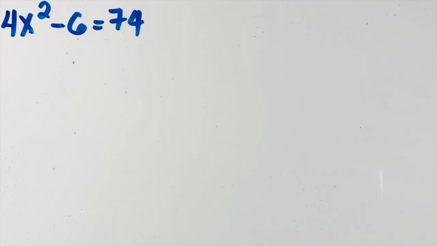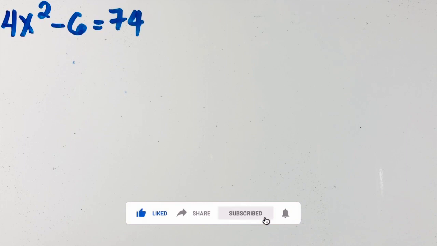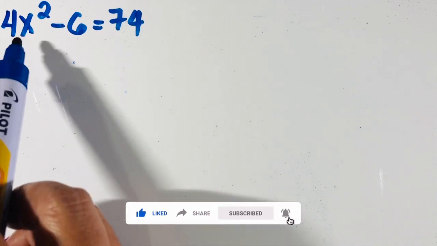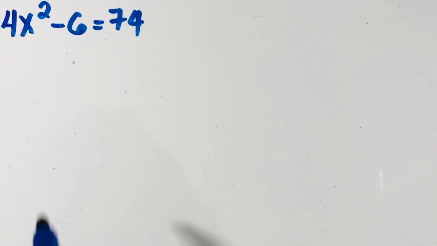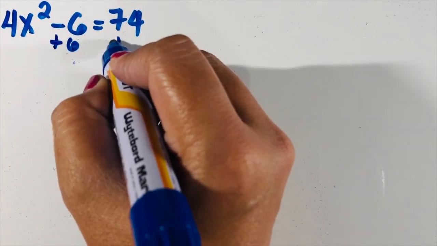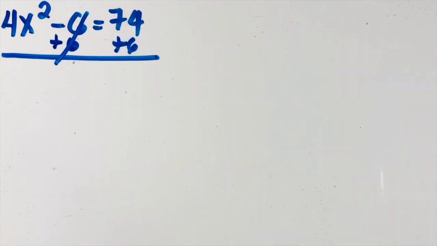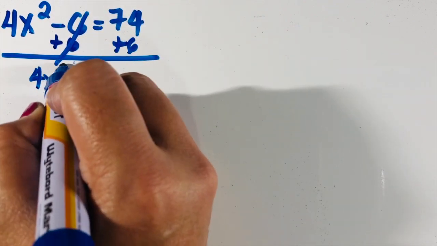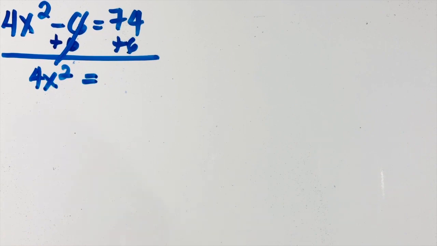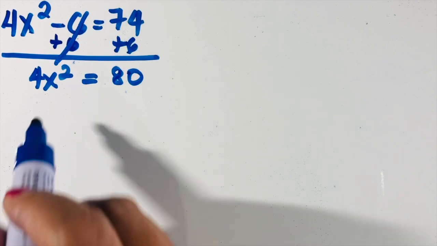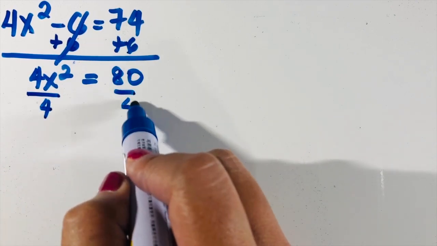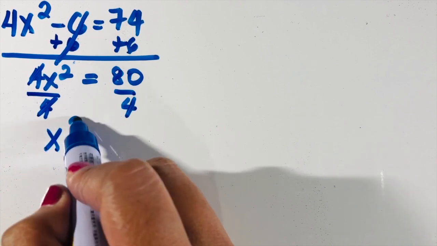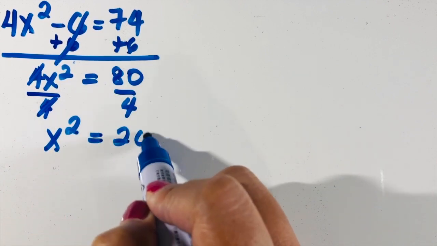Let us simplify. 4x squared minus 6 equals 74. It seems like it's difficult, but follow the steps. Number 1, isolate the squared variable on the left side. So add 6 to eliminate this. Cross that out. Bring down 4x squared equals 74 plus 6 is equal to 80. Before taking the square root of both sides, divide it by 4 or make sure the coefficient of x squared is equal to 1. And 80 divided by 4 is 20.